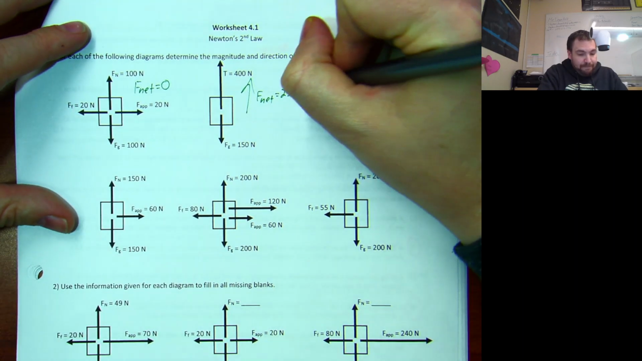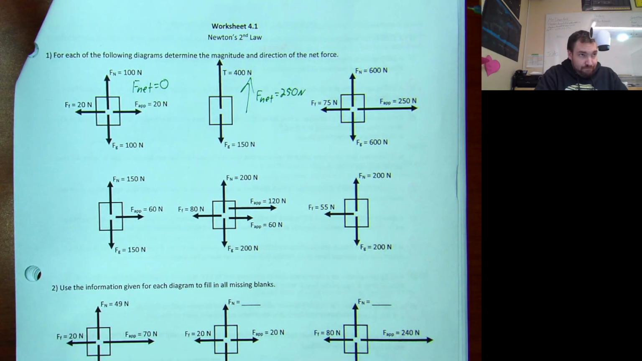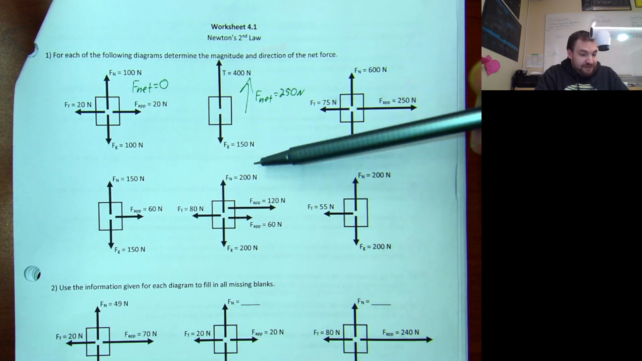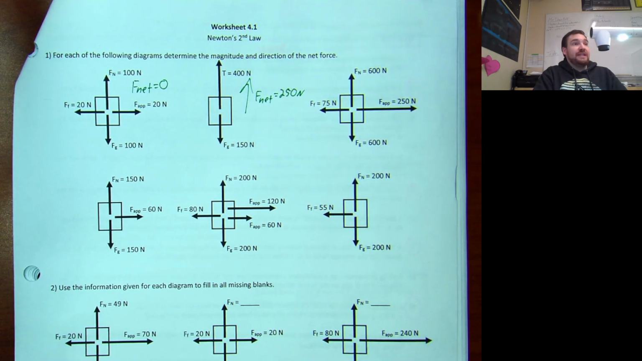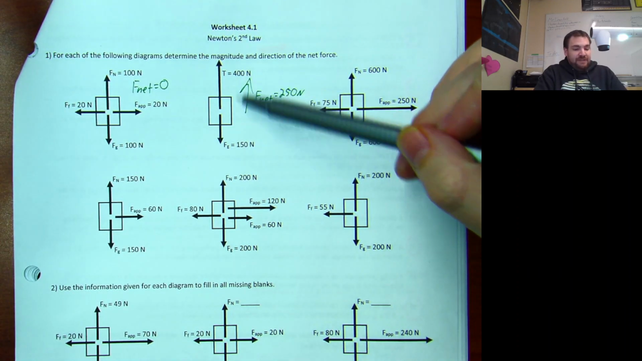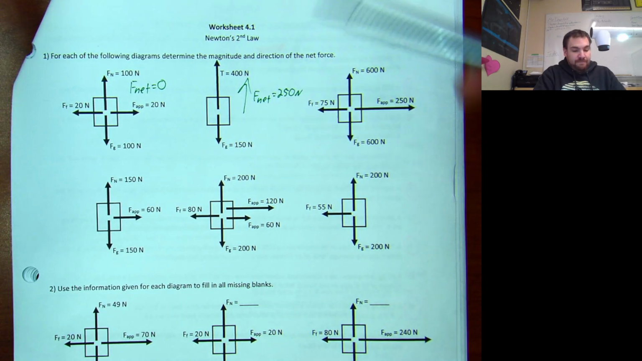Up. Why is it up? Because the pointed direction of the force is going up. No, but hold on, just look at the numbers. Why is the F net 250 up? It says 400 newtons up. Yeah, because this guy's pulling up 400 and gravity's pulling down 150. So the net force is the sum of those forces. Up is positive, down is negative, so 400 minus 150 gives us a net force of 250.